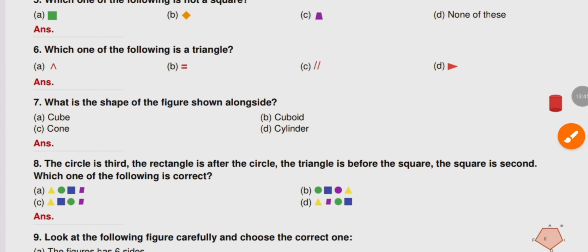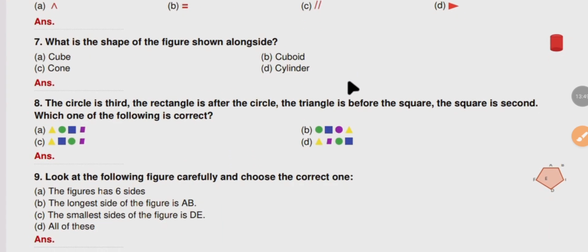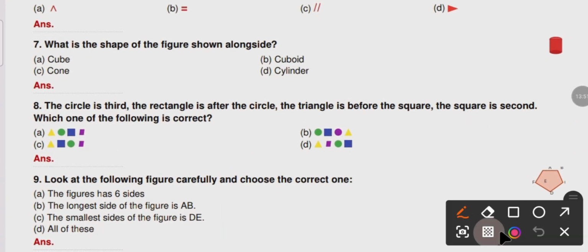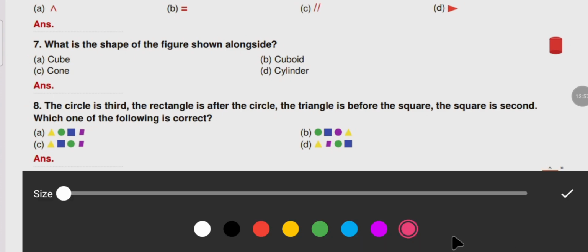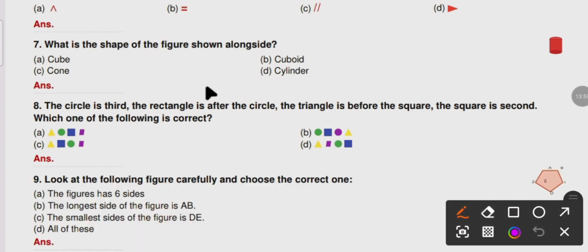Now go through to next option, option number 7. Yes, 7. So in this 7 question, not option, 7 question. So in this question, what we have to find? So read, what is the shape of the figure shown alongside? Okay, this is the figure. So now first option, cube, cone, cuboid, cylinder. So the right option is cylinder.